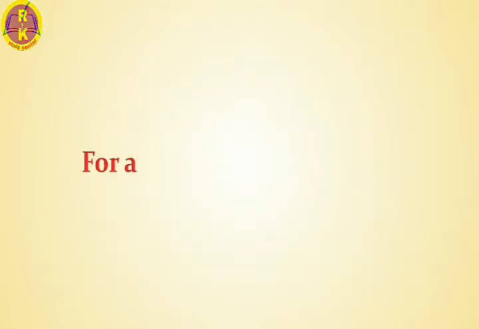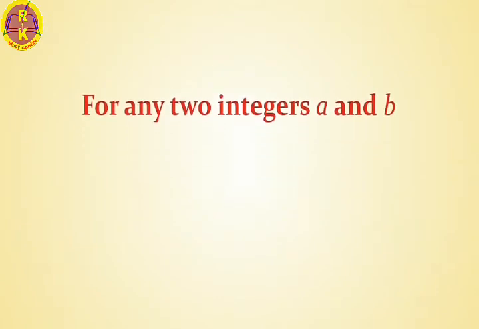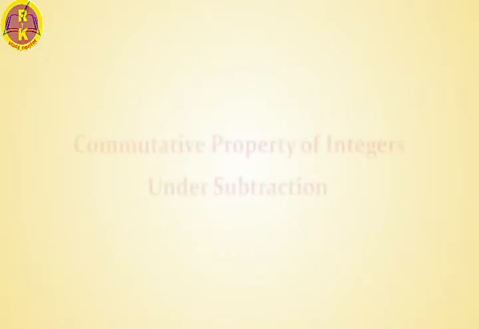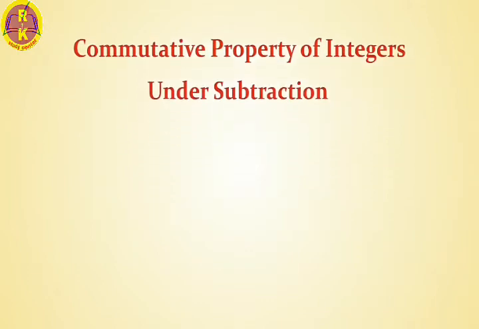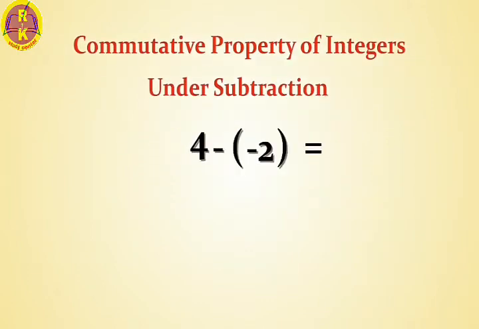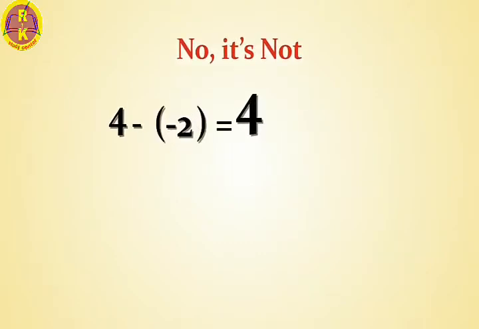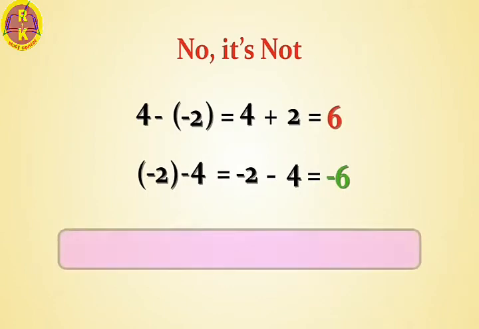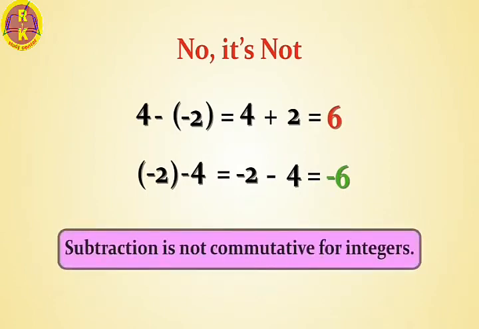In general, for any two integers a and b, we can say that a plus b is equal to b plus a. Now let's observe the commutative property of integers under subtraction. Is 4 minus minus 2 the same as minus 2 minus 4? No, it's not, because 4 minus minus 2 is equal to 4 plus 2 equals 6, and minus 2 minus 4 is equal to minus 6. The two values, that is 6 and minus 6, are not equal. Hence, we can say that subtraction is not commutative for integers.